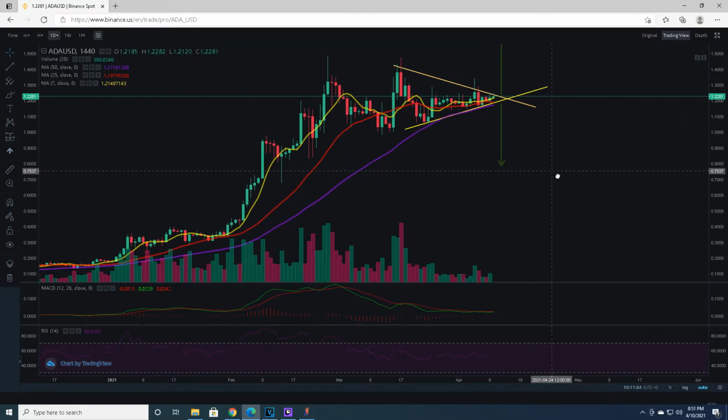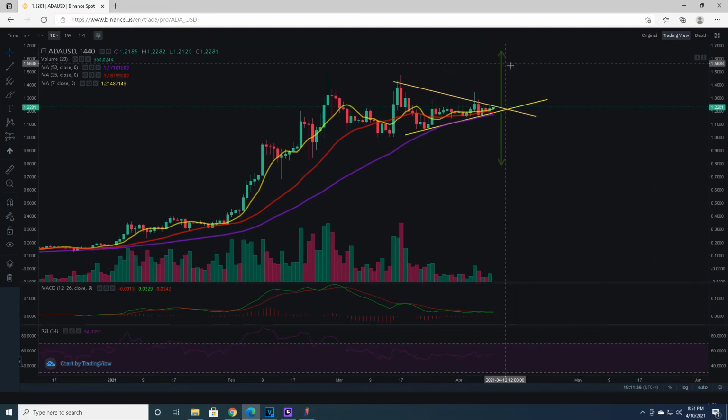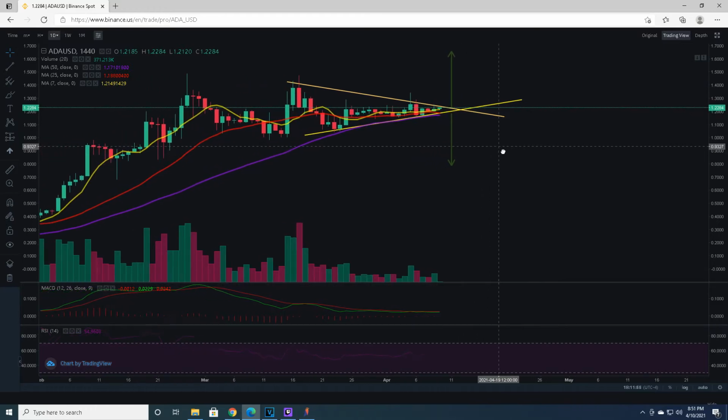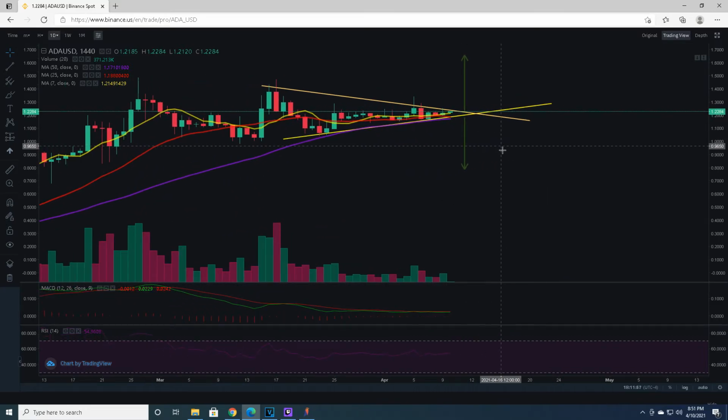So again, we have our target for the length of the width of the triangle. We're looking at a good target here of 1.64 for a high if we break out to the high. If we break out to the low, 78 cents, 79 cents would be the target.